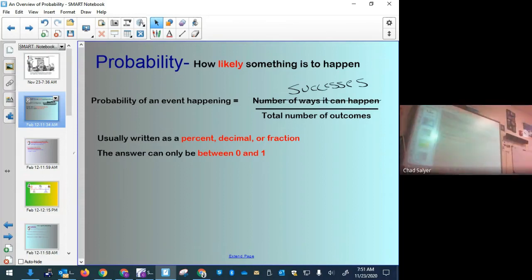So this is sort of the essential idea of probability: successes over total outcomes. Many of those really complex and crazy formulas you're going to see if you take calculus-based probability and statistics, like I did in college, are derived from this very simple formula. So, successes over total outcomes, written as a percent, decimal, or fraction, and it can only be between 0 and 1. Let me know if you guys have any questions, thoughts, or comments.